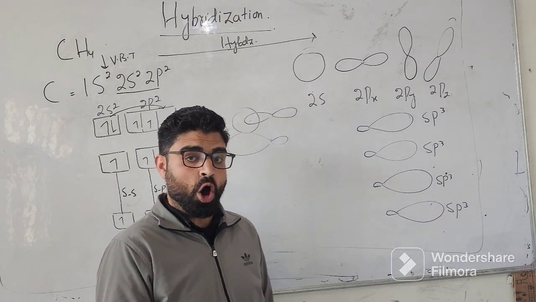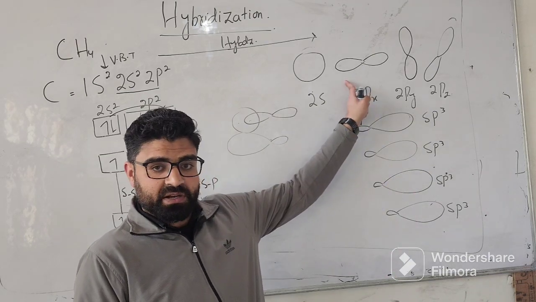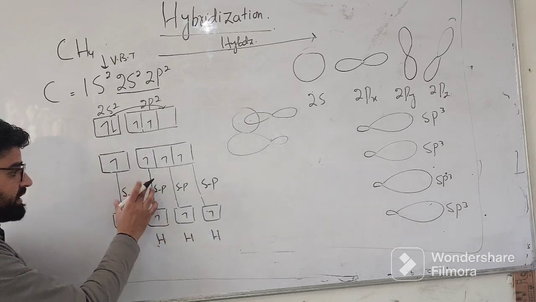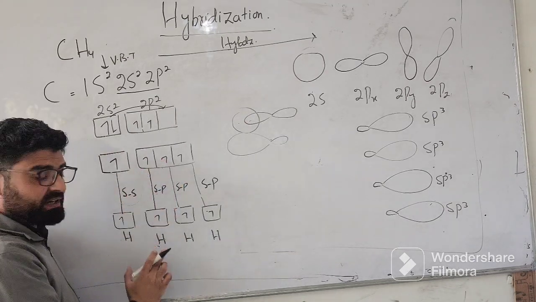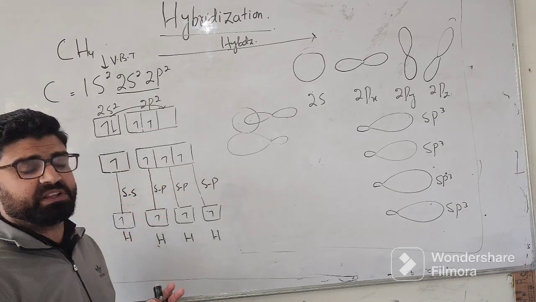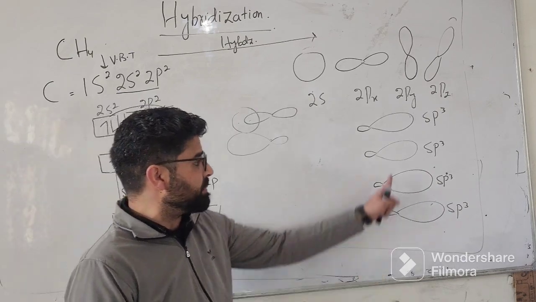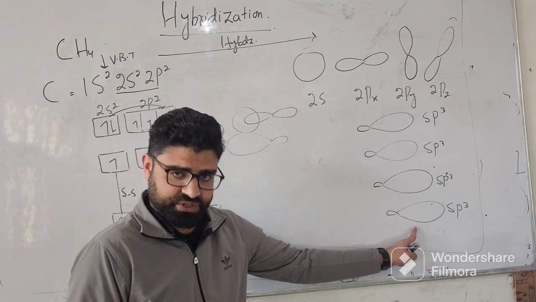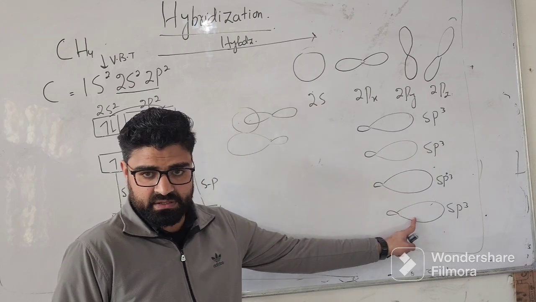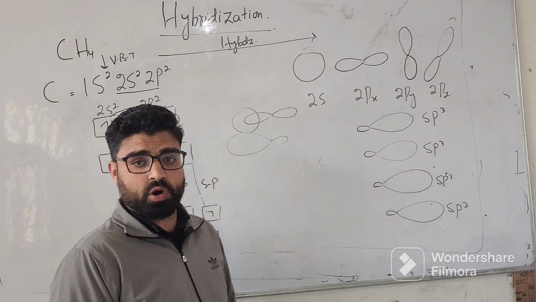Now, the bond is formed by these hybrid orbitals, not atomic orbitals. So what Pauling says is that the bond is not formed by these atomic orbitals. What happens? These atomic orbitals first intermix with each other, and they form a new type of orbitals, and those orbitals have the same shape and same energy. And these orbitals are called hybrid orbitals. And now what will happen? These hybrid orbitals will take part in bond formation.